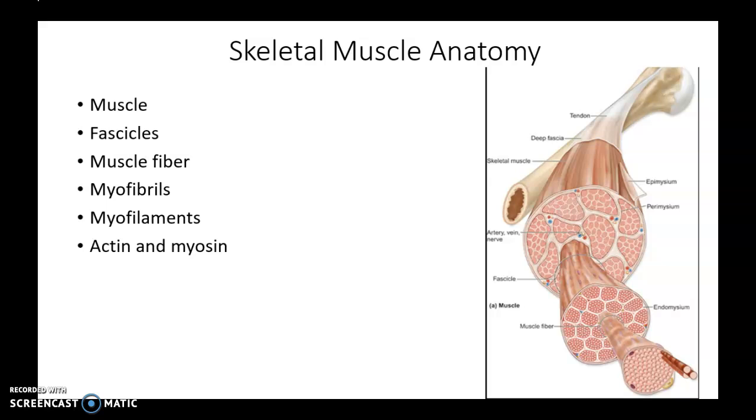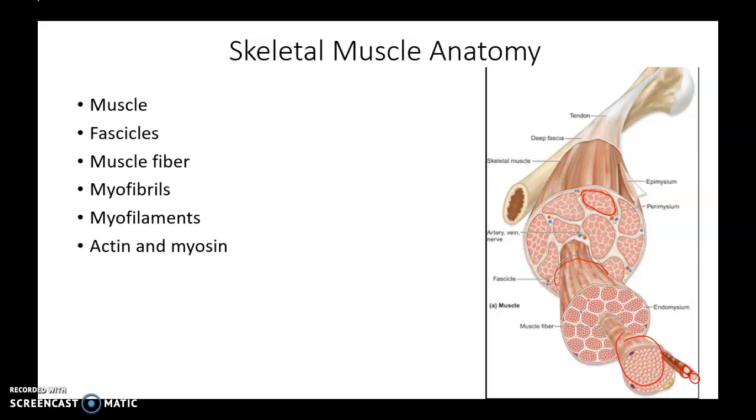On the diagram, on the right hand side, we do see a muscle which is made up of these units called fascicles. When we zoom into a fascicle right here, we see muscle fibers, and each muscle fiber is made up of myofibrils. We don't see myofilaments here, but we will look at myofilaments in our next slide.